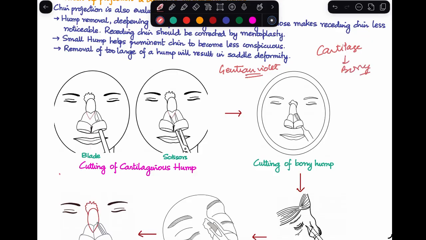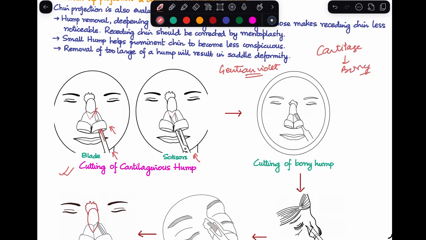So first is cartilaginous hump removal. Here we can either use a number 15 blade, or we can use scissors as well. And here we should be removing it atraumatically, as if we cause trauma over here, it can delay the healing process and there can be excessive connective tissue formation, which itself may end up rounding the dorsum. So you have to be very careful about doing the cartilaginous hump removal with the help of the blade. Like you see in the image over here, we introduce the blade intranasally and we excise the cartilaginous hump region. And we have to make sure that this is atraumatic.